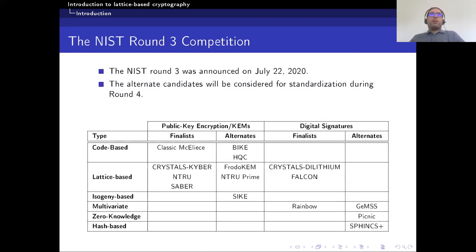This approach, the NIST competition to choose the best approach of post-quantum cryptography, NIST started in 2016 by selecting 69 different candidates. During these five years, NIST has had several rounds, and the last round, which is round three, was announced last year by selecting four finalists and five alternative candidates for public key encryption, or KEM. And also three finalists and three alternatives for digital signature algorithms.